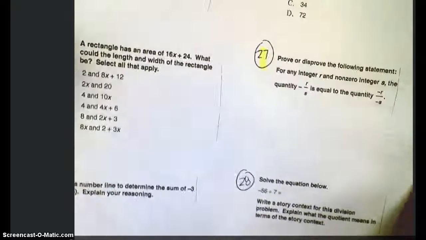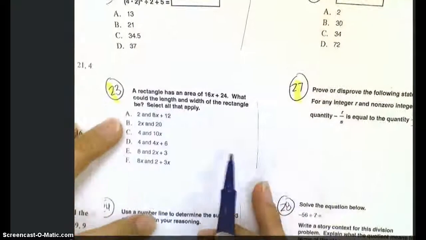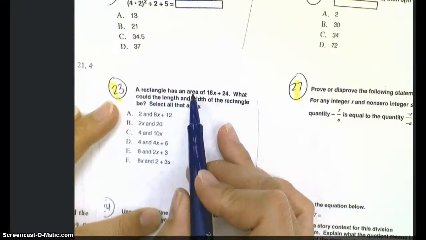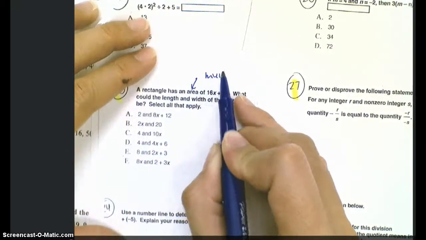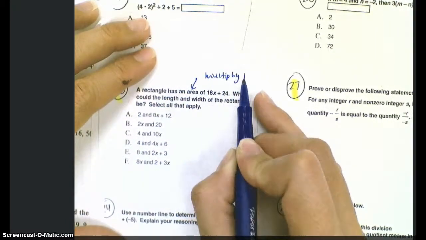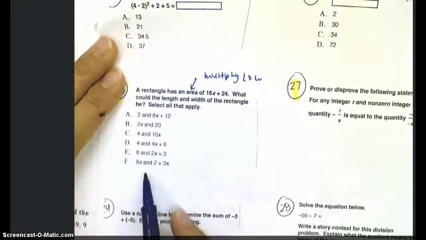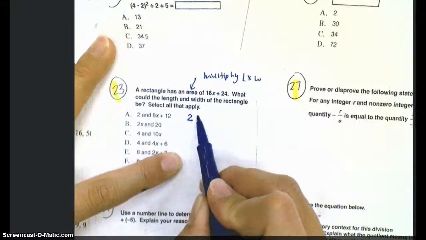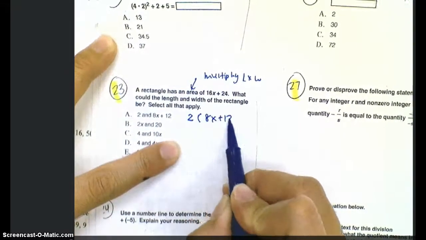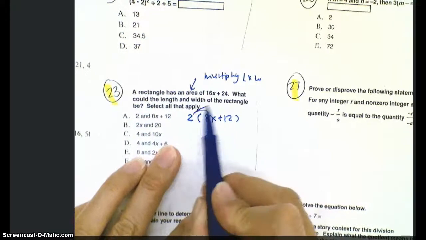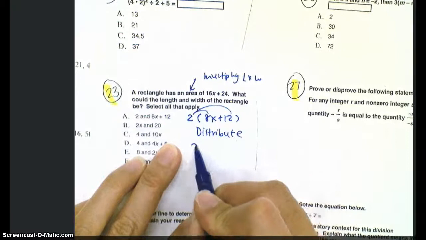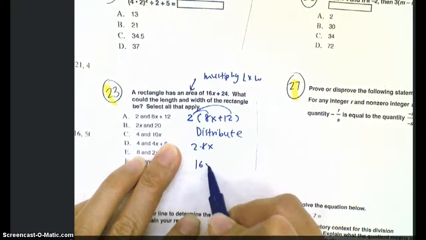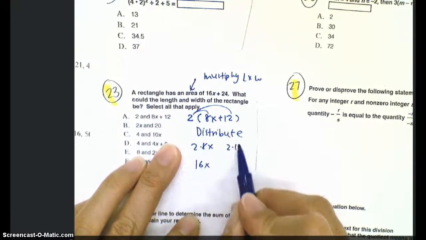And the last two questions I would like to do before 15 minutes is up, the first is 23. I'm looking at the area of a rectangle. To find the area, I'm going to multiply the length times the width. So I'm going to multiply all of these answers. If I multiply 2 times 8x plus 12 for A, I would simply use the distributive property. 2 times 8x is 16x, and then 2 times 12 is 24.